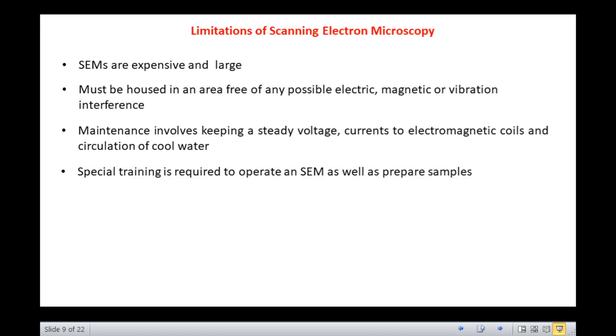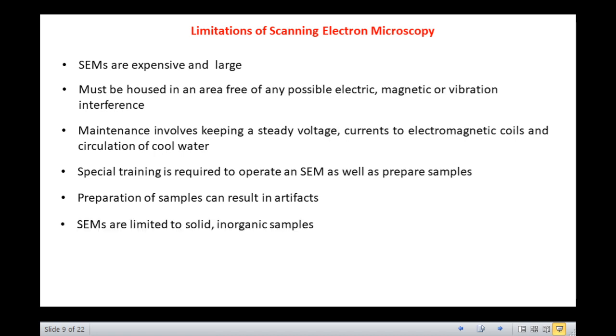Special training is required to operate an SEM as well as prepare samples. The preparation of samples can result in artifacts. The negative impact can be minimized by knowledgeable, experienced researchers being able to identify artifacts from actual data as well as preparation skill. There is no absolute way to eliminate or identify all potential artifacts.